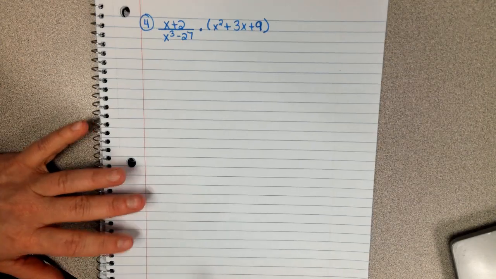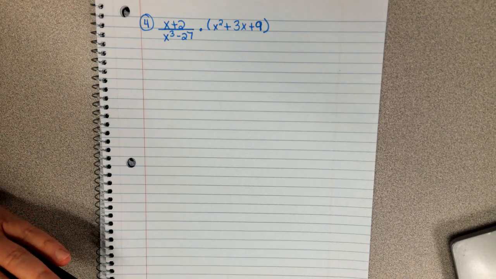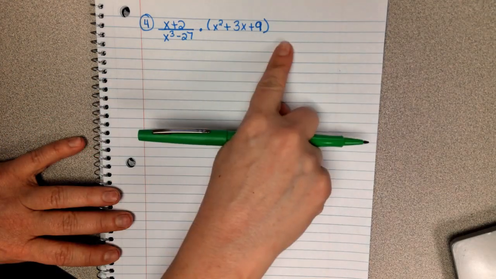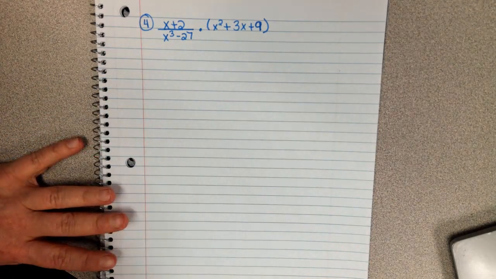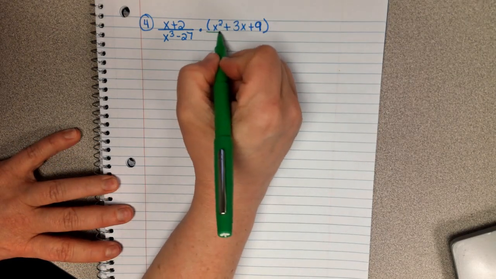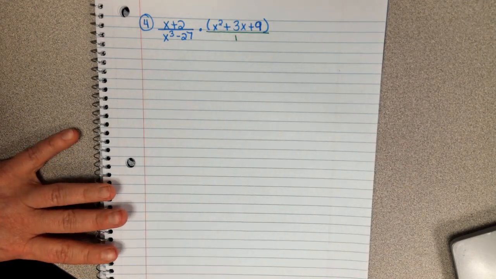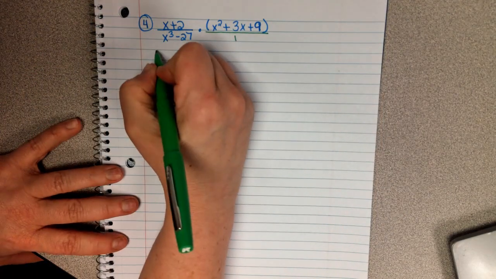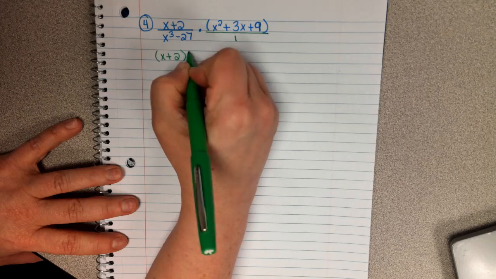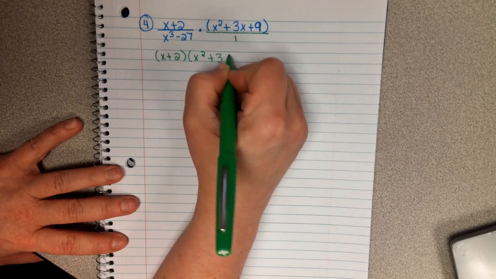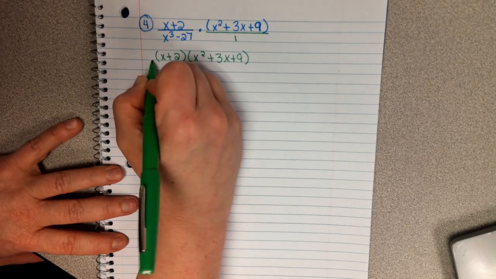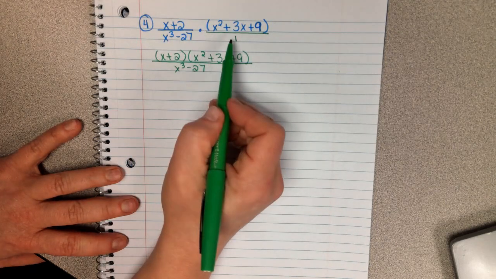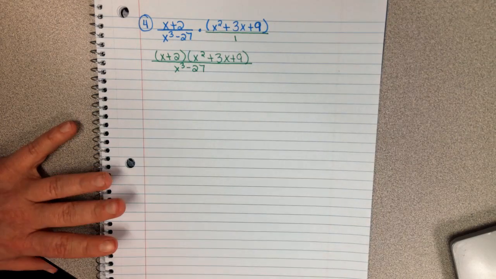So let's try that with a bigger rational expression, okay? So I'm multiplying this ratio times this trinomial. Now the thing to remember is that this trinomial is entirely in the numerator. So I'm technically multiplying by this trinomial divided by 1, okay? And when we multiply straight across, this is actually the same thing as x plus 2 times x squared plus 3x plus 9 divided by x to the third minus 27. Because if I do x to the third minus 27 times 1, I would get that same thing.